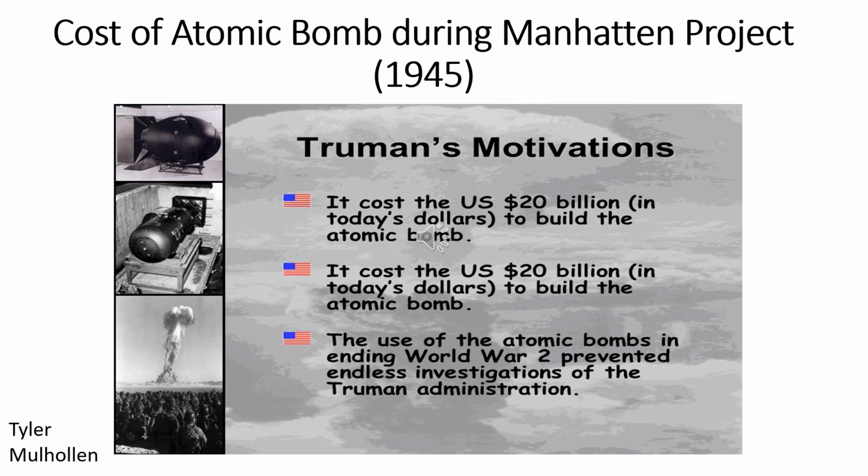So the cost of the atomic bomb during the Manhattan Project during 1945, it cost around 1,200 million US dollars to invest into the project. The cost of that in modern times would be around 20 billion US dollars to build the atomic bomb.